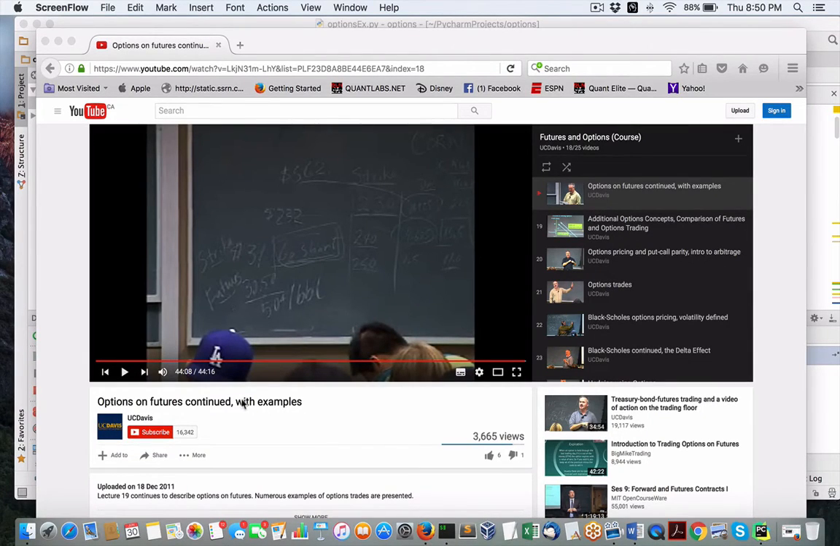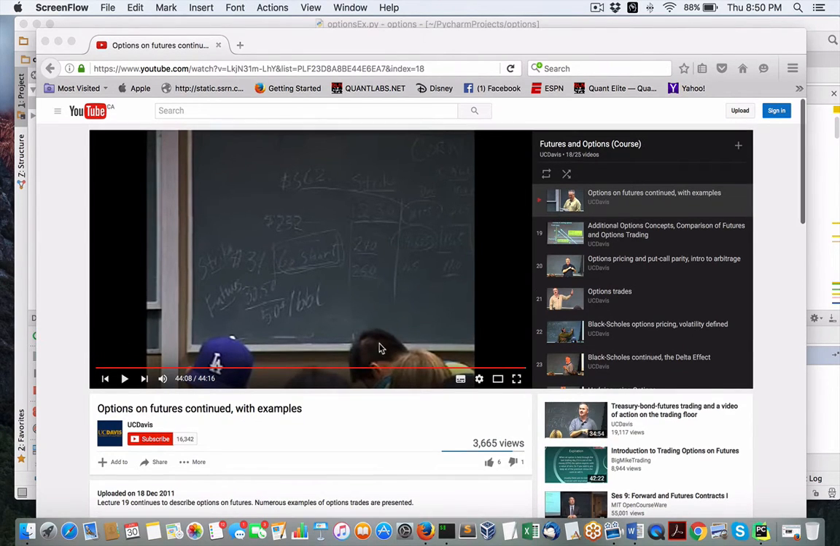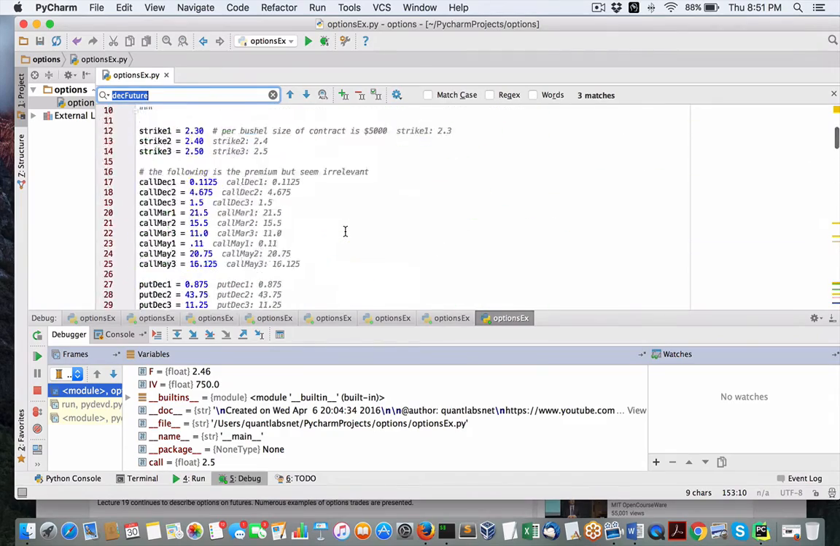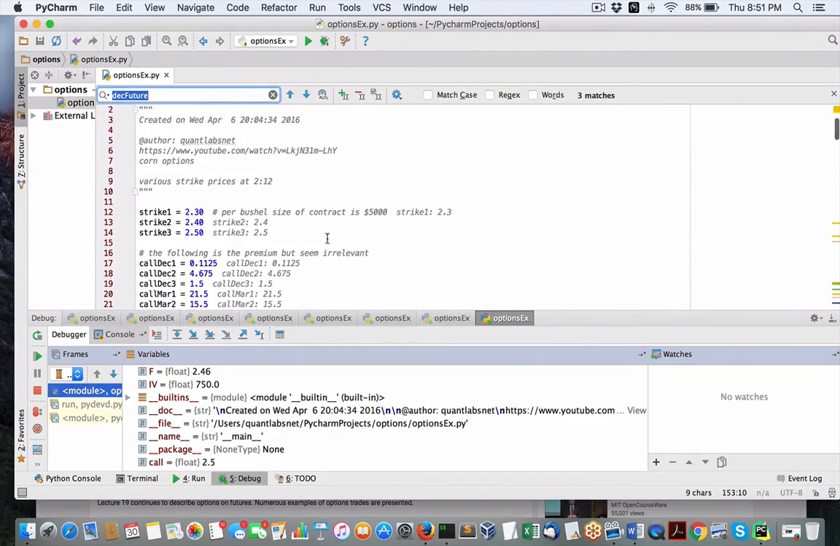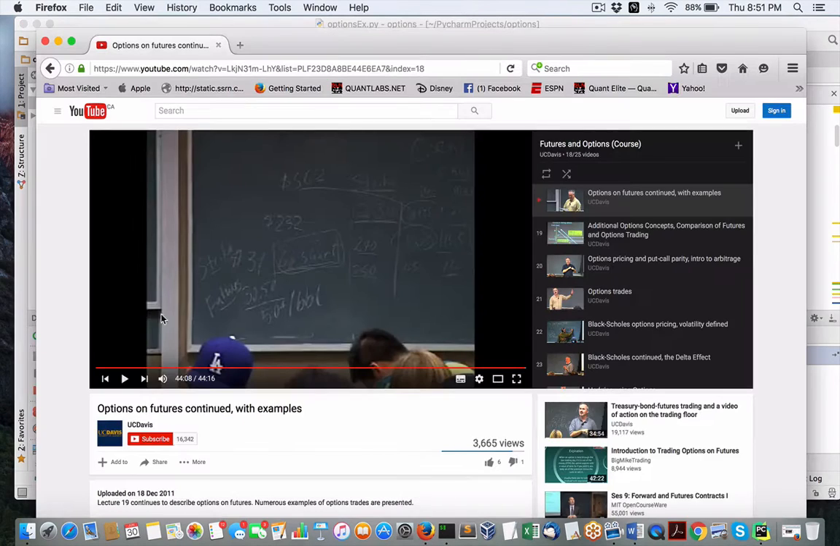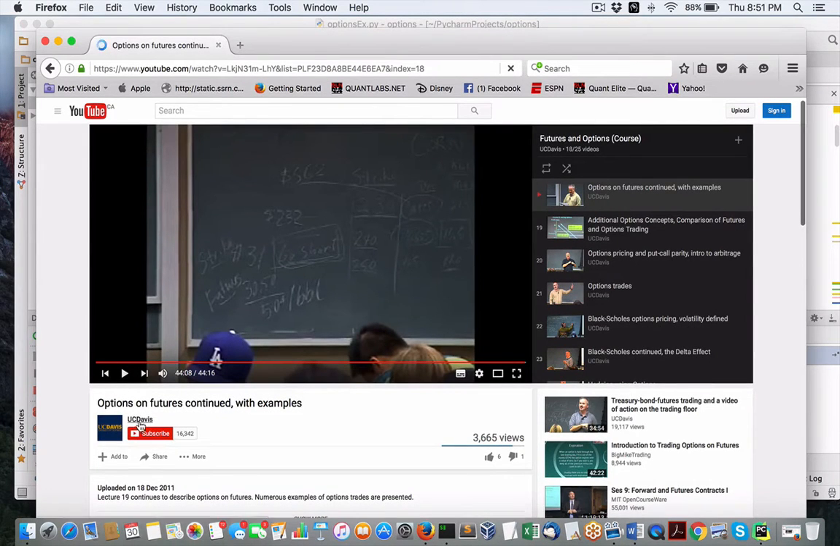Just going through options on futures, continued with certain examples. This is video number 18, and we've got our Python code here. I'll try to make a C++ version of it, but let's still walk through the different types of examples. Again, this is from the UC Davis course, Futures and Options, video number 18: Options on futures continue with examples.